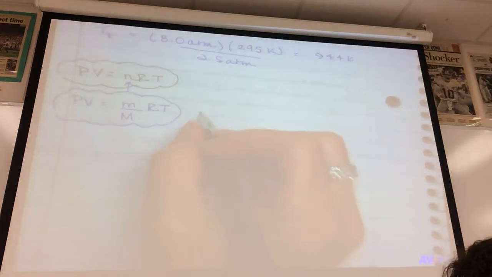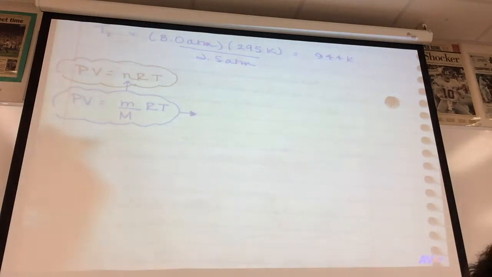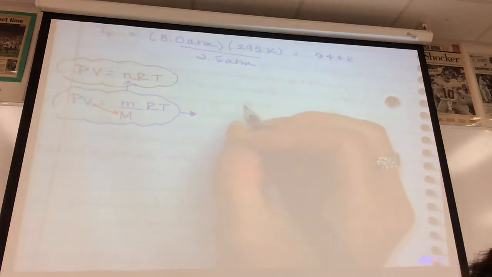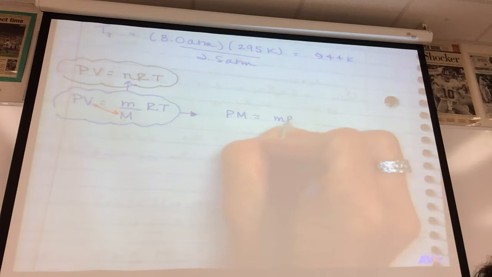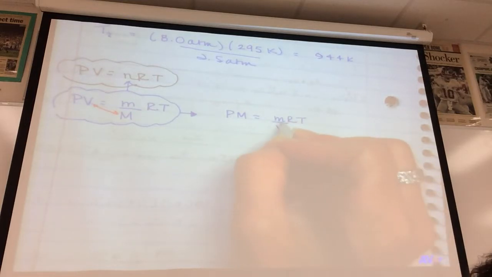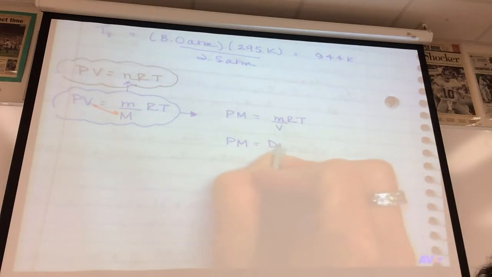I can derive a density inclusion formula. I can interchange these two variables, and I get PM is equal to little m RT over the volume, and then mass over volume is, of course, density. So that's another one.